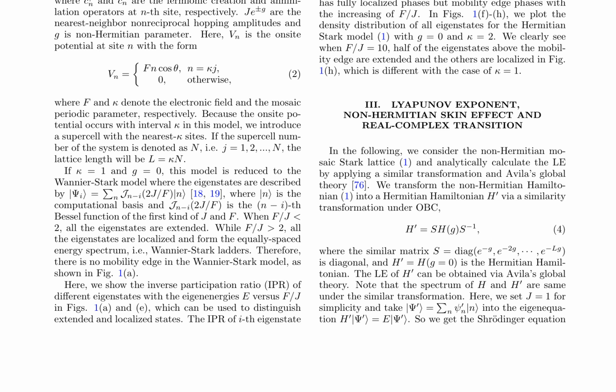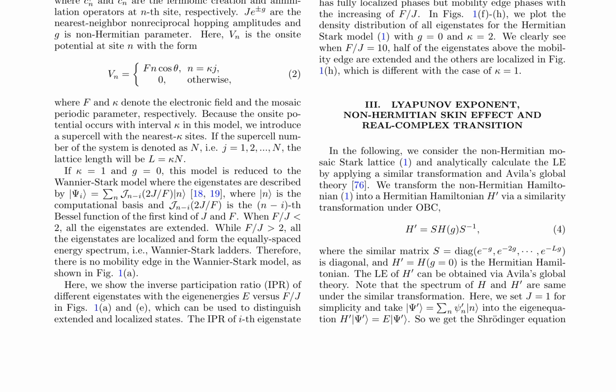In contrast, for kappa equals 2, extended states appear earlier, and the system exhibits a mobility edge, denoted by the red solid line in Fig. 1e. The authors also examine the density distribution of the eigenstates for different constant forces F L/J. For F L/J less than 2, extended eigenstates are distributed over a finite region, whereas for F L/J greater than 2, states are localized. Notably, introducing a mosaic structure, kappa greater than 1, leads to extended states appearing earlier, and the system no longer exhibits fully localized phases but mobility edge phases with increasing F L/J.